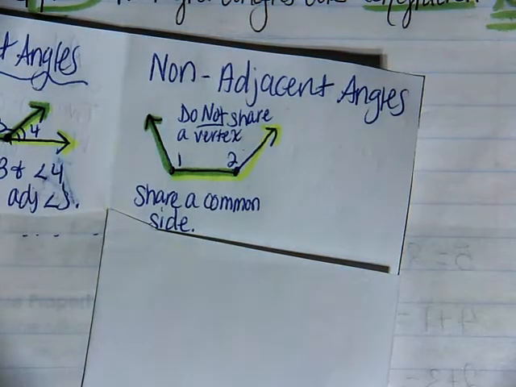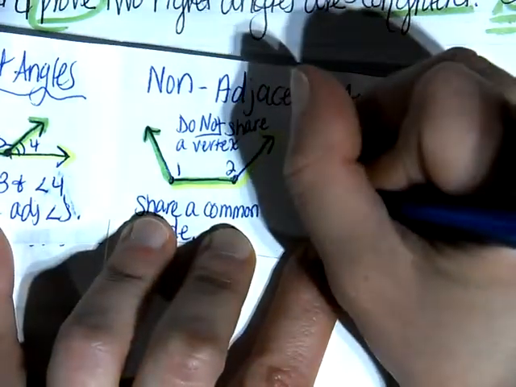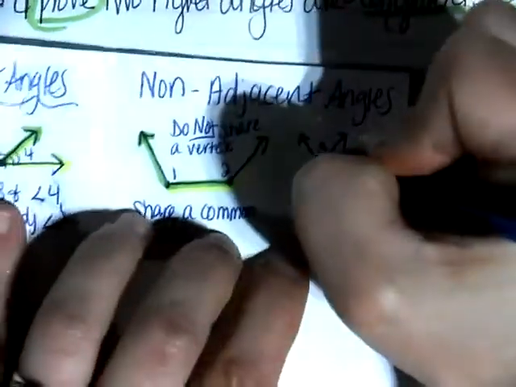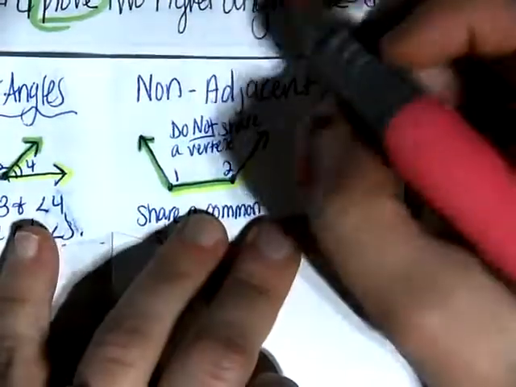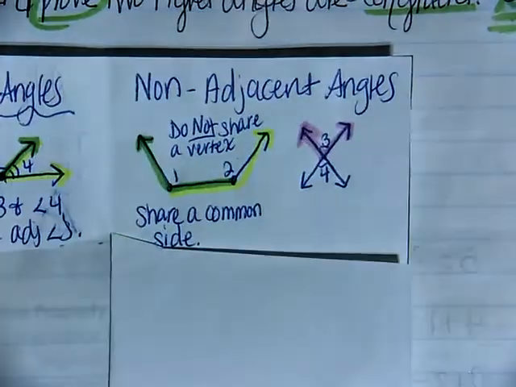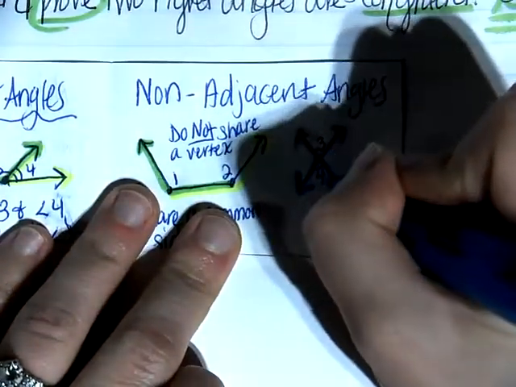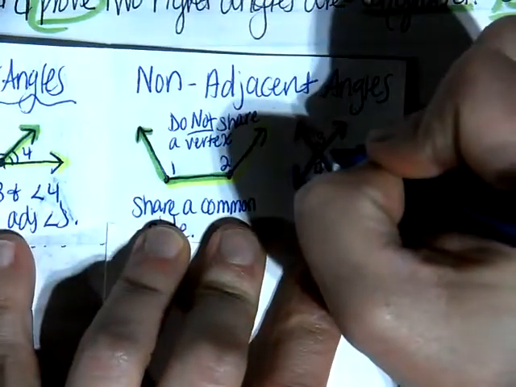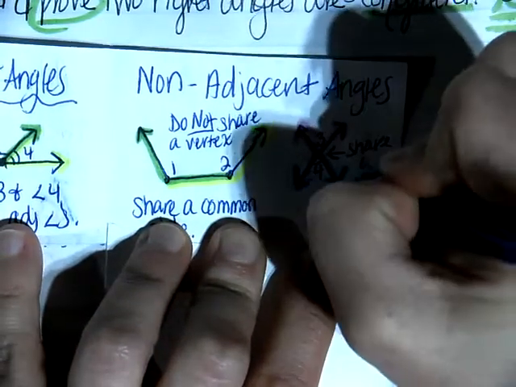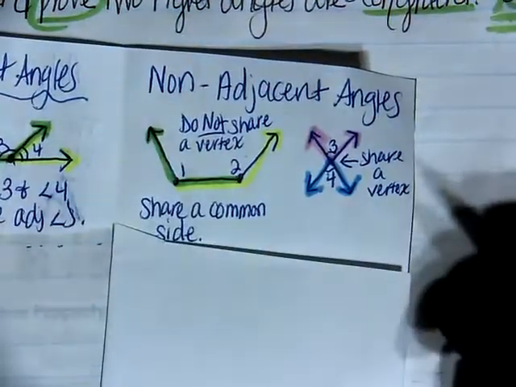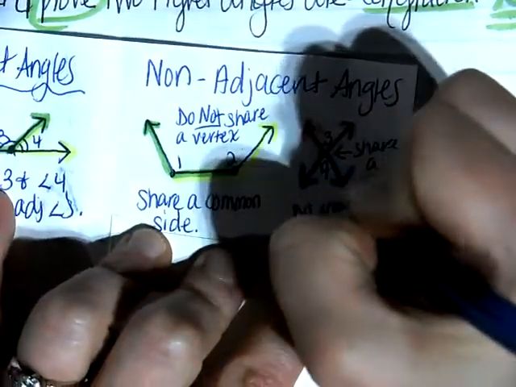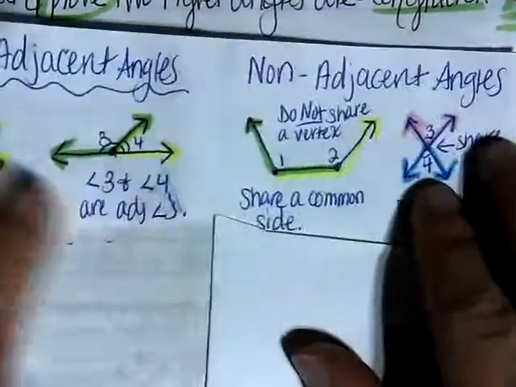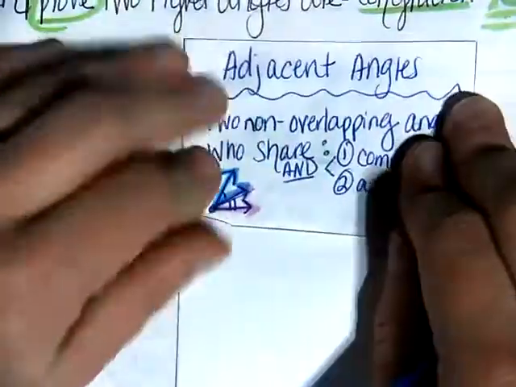Another angle pair that you might see would be something that looks like this. Angle 3 is pointing up, angle 4 is pointing down. They do not share a common side, but they do share a common point. They share a common vertex. But what they're missing is they do not share a common side. So you have to be really, really careful when it comes to adjacent versus non-adjacent. All right, so those are adjacent angles.